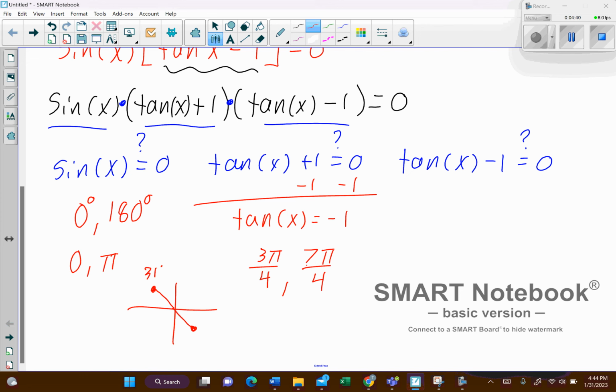So this right here is 3 pi over 4, which tangent is -1. And then over here it's 7 pi over 4. So sorry about that little mix up there.